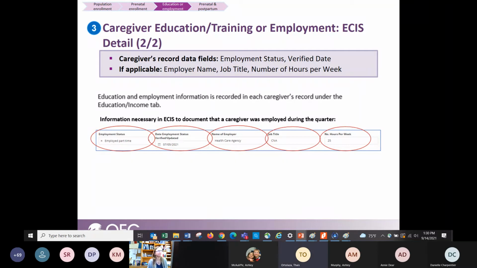Is the exception the child's injury and maltreatment? Is that the only area that can still be verified after the quarter's over?